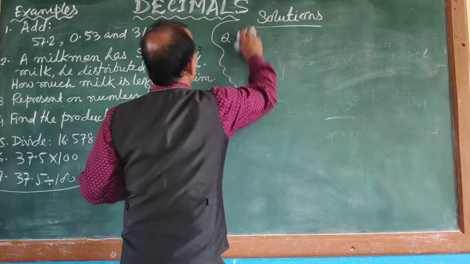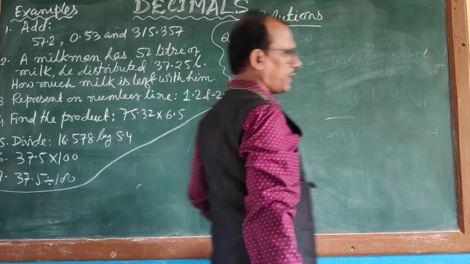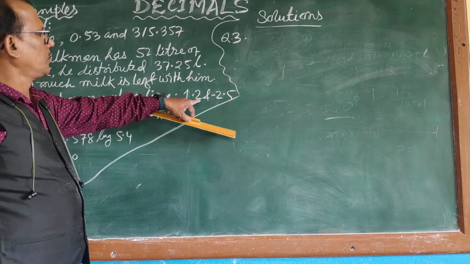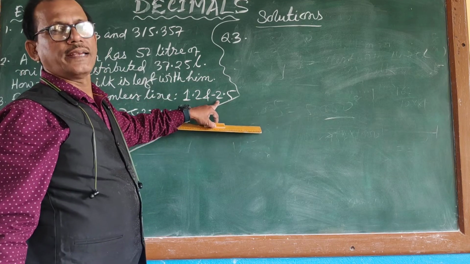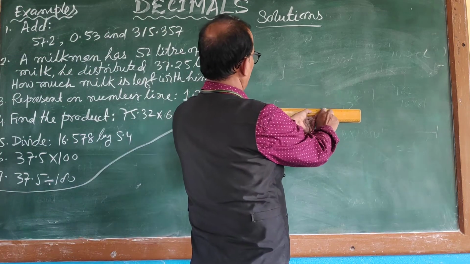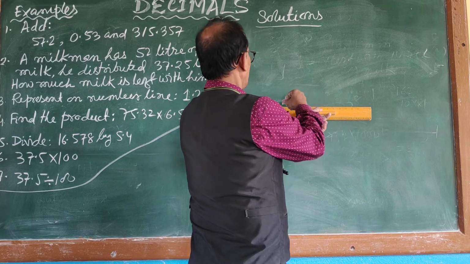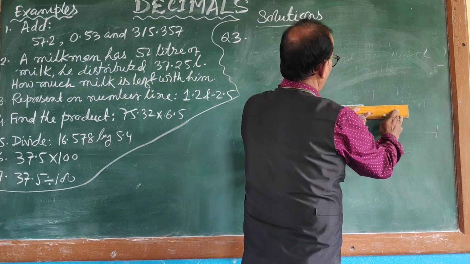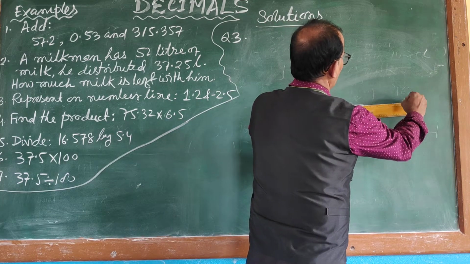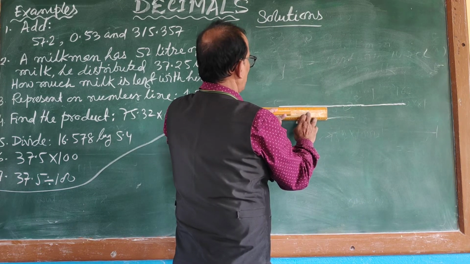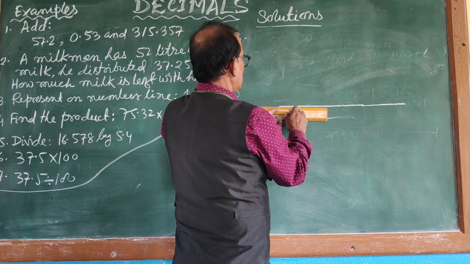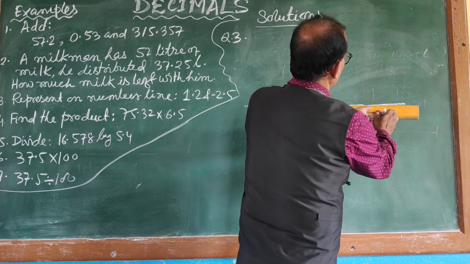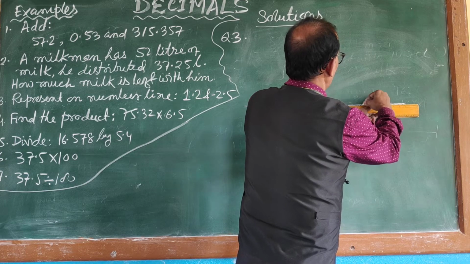For that, you have to draw a number line. On the same number line you have to draw both: 1.2 that I have taken, and minus 2.5. So draw the number line with the help of a scale, a little larger one. Of course you must draw it with the help of a scale and your pencil. Don't use your pen to draw the number line, and don't use just your bare hand to draw a number line. You have to use a pencil and a scale.